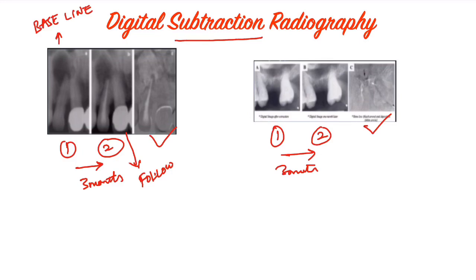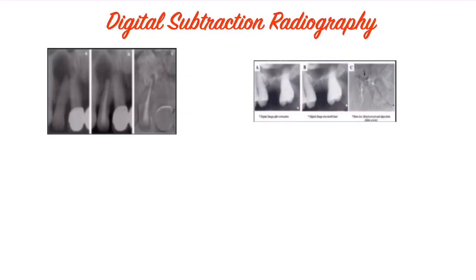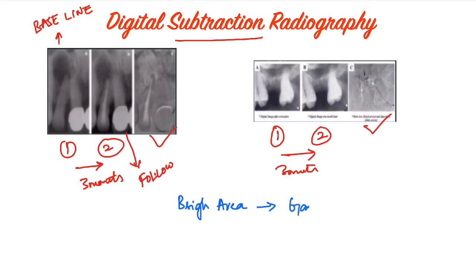That is, you are going to see the difference between the radiographic density of the two images. For example, if the outcome has a bright area, then that is called the gain; there is some deposition that has occurred. If you have a dark area, then there is a loss of density.